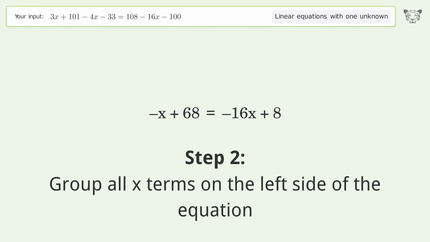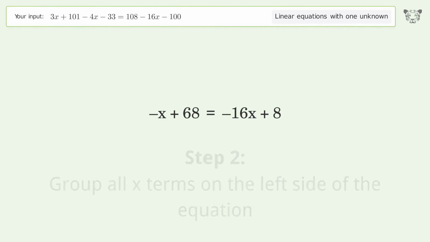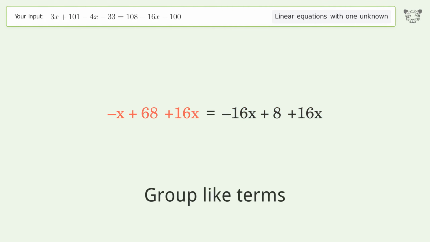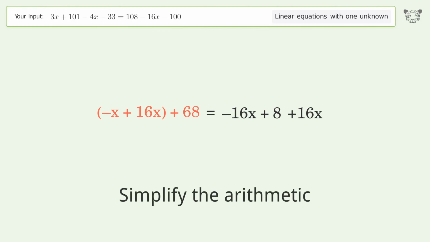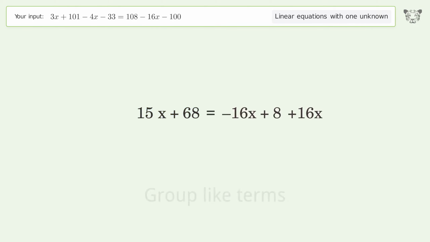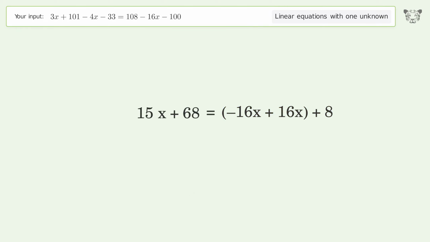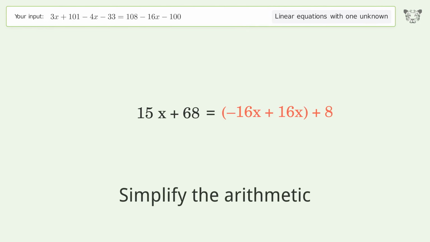Group all x terms on the left side of the equation. Add 16x to both sides. Group like terms. Simplify the arithmetic. Group like terms. Simplify the arithmetic.